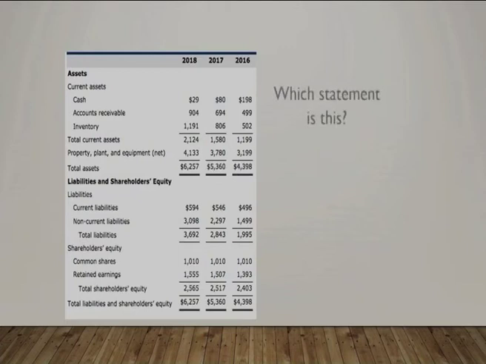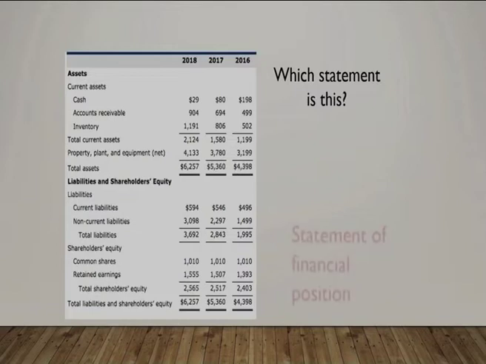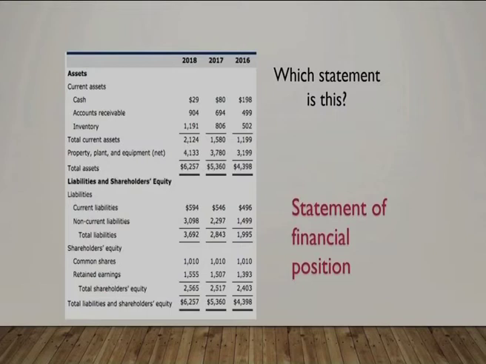Which statement is this? Look, you are given information for the years 2018, 17 and 16. For the past 3 years, information on the assets, the liabilities, and the shareholders' equity is disclosed in this statement. So which statement is this? This is the statement of financial position. Correct.